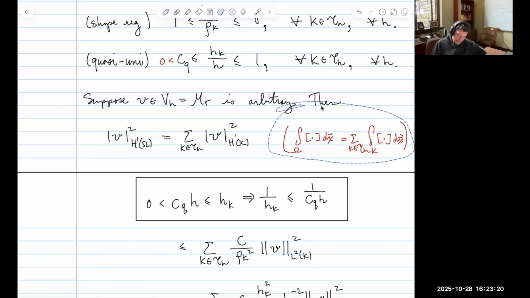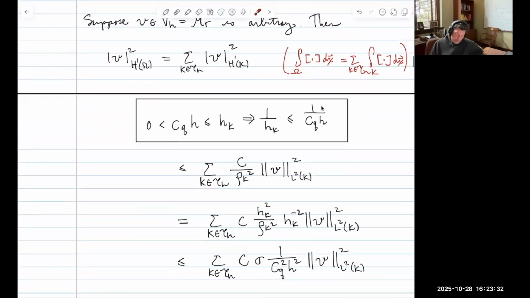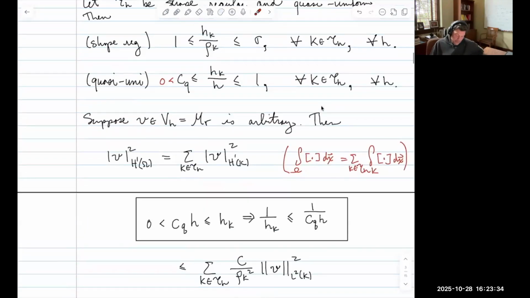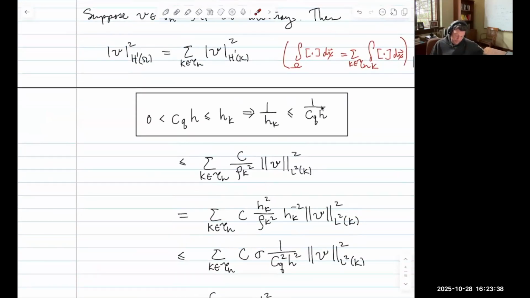So here's where we're starting. We're starting with this H1 seminorm. We're breaking it into seminorms over triangles. Of course, it's squared. You have to use the square to get that. Then here, if you look at this quasi-uniformity, what does it say?